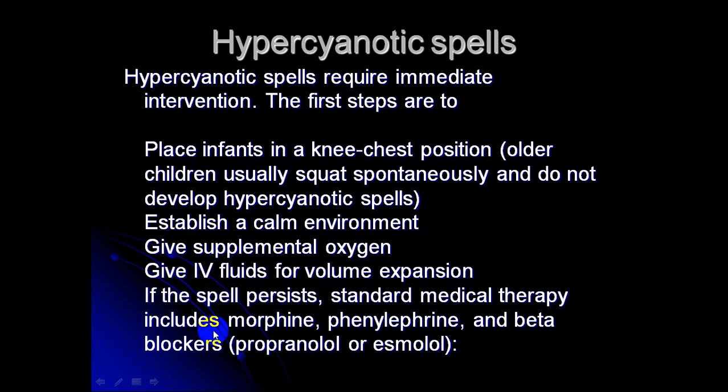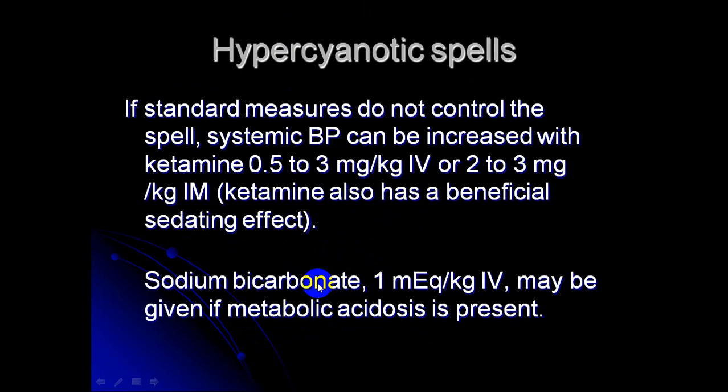Standard medical therapy includes morphine, phenylephrine, and a beta blocker, propranolol or esmolol in a drip. And if standard measures don't control the spell, systemic blood pressure can be increased with ketamine 0.5 to 3 milligram per kg IV or 2-3 milligram per kg intramuscularly. It also has a beneficial effect of sedation of the patient. Sodium bicarbonate we give in case of metabolic acidosis.